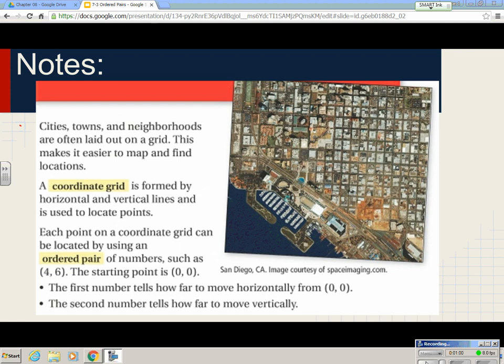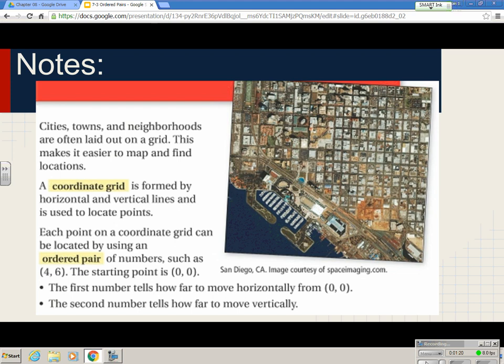All right, we have a couple notes I want you to write down here. First, take a look at this picture. It's a picture of San Diego, California. And you can see how all the streets and the houses and everything make a nice coordinate grid there. So those are the 2 definitions we're going to write down first.